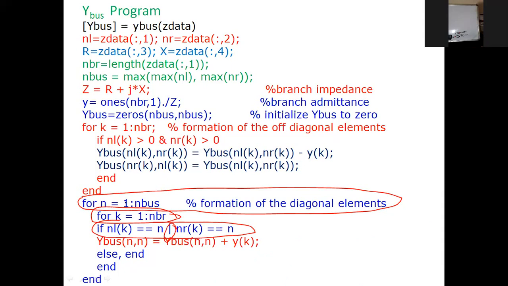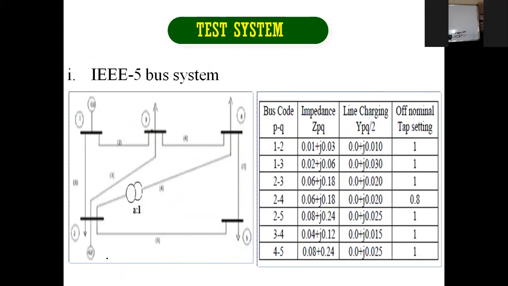If NL of k is equals to N, NR of k is equals to N, then Y bus is equals to, you see that this entire thing is put into a loop. So this loop will be continued till this statement is completed. All that will be added as an algebraic sum and the program will be ended here.